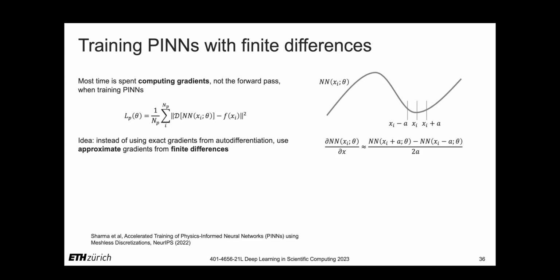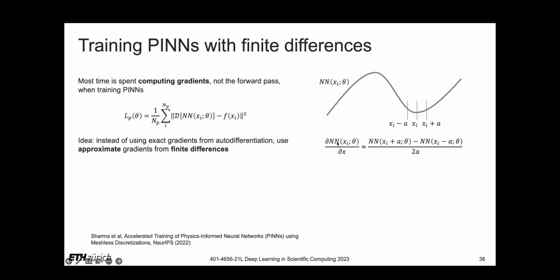As I said before, most of the time is spent computing those gradients rather than the forward pass of the network. So one idea is to still have the same PINN, same neural network, same loss function, but instead of using autograd to get those gradients of the physics loss, we'll just approximate those gradients with finite differences instead. So this is not the discrete PINN. This is just using FD gradients to evaluate its loss function.